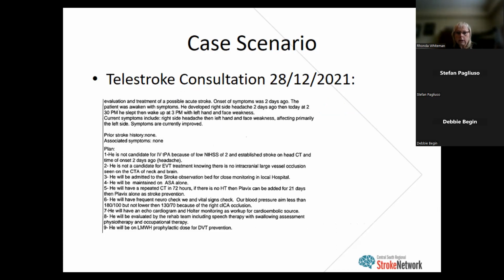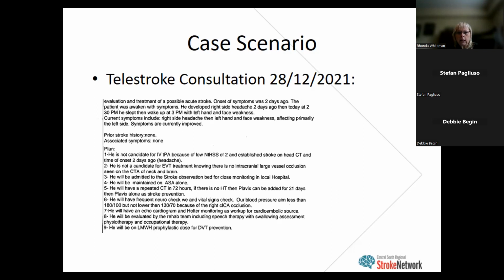Onset of symptoms was 2 days ago. The patient was awakened with symptoms. He had developed a right-sided headache 2 days ago, and then today at 2:30 he slept, and when he woke up at 3 p.m., had head, right hand, and face weakness. His current symptoms include right-sided headache, left face weakness, and hand weakness affecting the left side. The symptoms are currently improving.